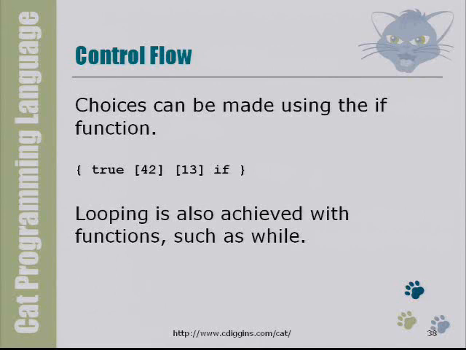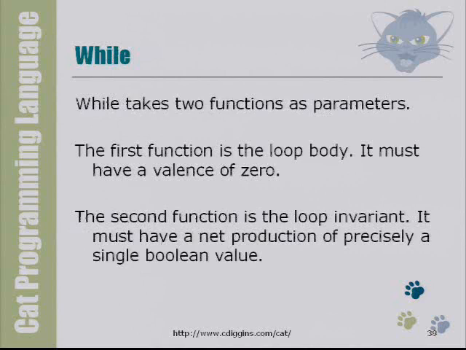There's also, for looping, we have while functions. And while takes 2 functions as parameters. The first function is the loop body, or the loop variant, and it must have a valence of 0. And the second function is the loop invariant, and it must produce a single Boolean value. All of these rules are actually expressed in a type system, which I hope to get to soon.